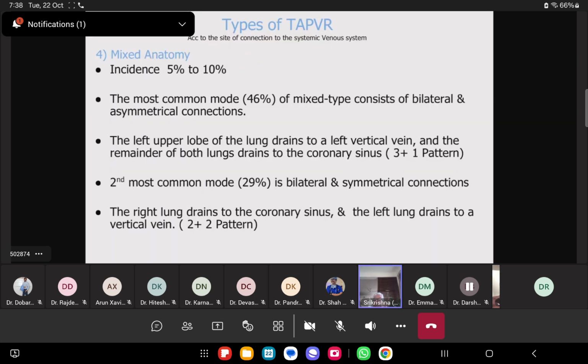The fourth type, which constitutes around 5 to 10%, is the mixed anatomy. The most common mixed type consists of bilateral and asymmetrical connections. The left upper lobe of the lung drains into the left vertical vein, and the remainder of both lungs drains into the coronary sinus. The second most common is bilateral and symmetrical connection, in which the right lung drains into the coronary sinus, and both left pulmonary veins drain into the vertical vein.